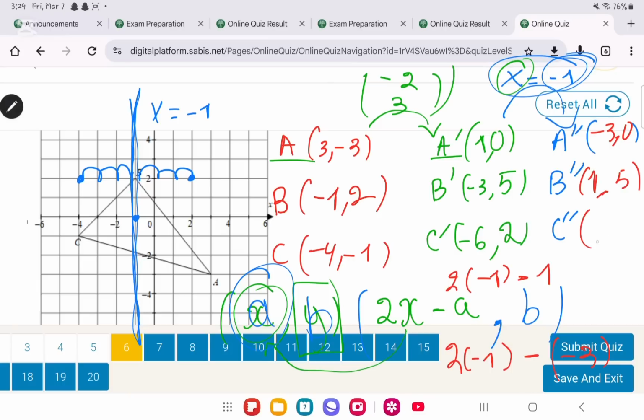And finally, for c double prime, we know that the y is gonna stay the same, so it's gonna be 2. But the x, to find it, it is 2 times minus 1 minus 6. So it's minus 2 plus 6, which is gonna give us 4. So now we found the 3 new points, which are a double prime, b double prime, and c double prime. So minus 3, 0, 1, 5, and 4, 2.